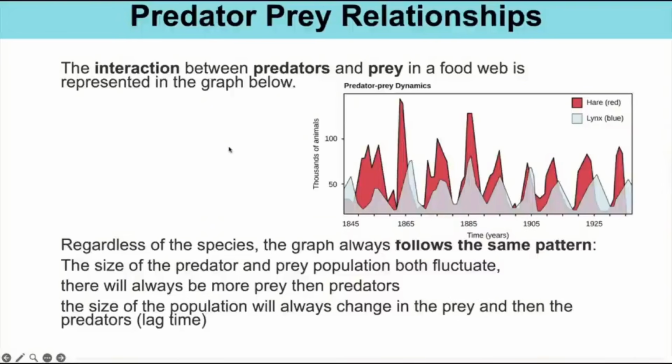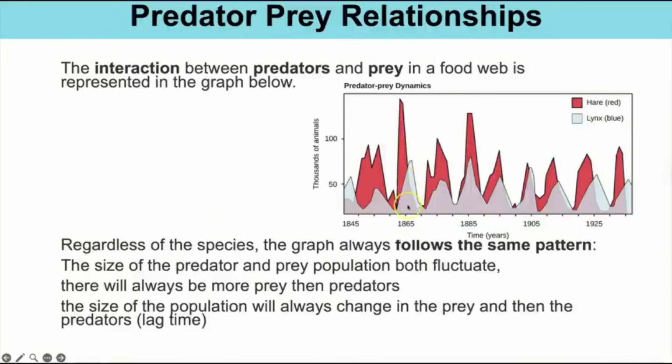Predator-prey relationship, so this is still biotic factors. Looking at the interaction between the predators and prey in a food web, you get this typical shape graph, regardless of the species, where we've got the predator shown in blue and the prey shown in red. And you always see these three features. The size of the predator population is usually going to be lower than the size of the prey population. Both populations will fluctuate in size, and there's a bit of a lag time. You'll see a change in the prey before you see the change in the predator population.